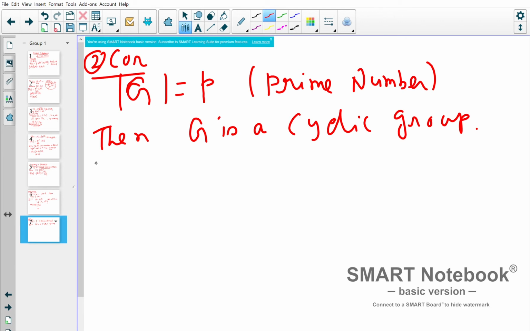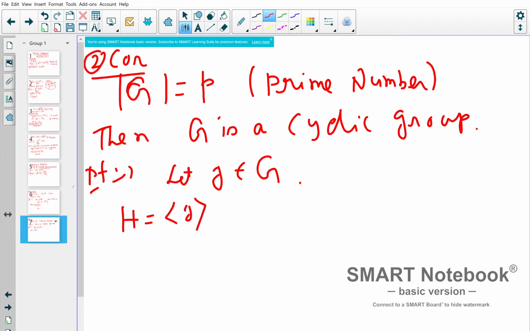And how to prove this? The proof is simple also. So there are p many elements, right? So G is non-empty, so let us choose one element g belonging to G, because G is non-empty, you can always choose. And then you take the subgroup H generated by small g. Clear?